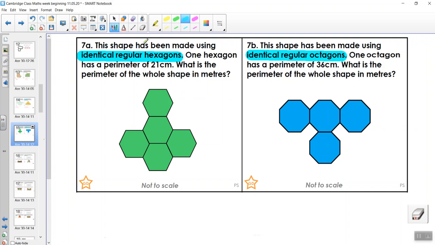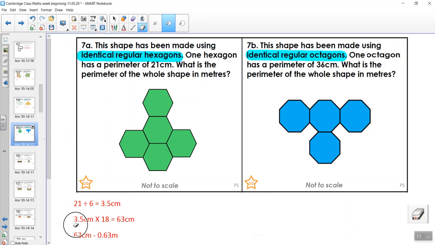Now I know that 21 is not in the 6 times table, it's not a multiple of 6, so there must be a half somewhere. And 21 divided by 6 will give you 3.5. And 3.5 times 18 will give you 63 centimetres. Now it says, what's the perimeter of the shape in whole metres? So the whole shape in metres. I'm hoping you worked out that it was 0.63 metres.